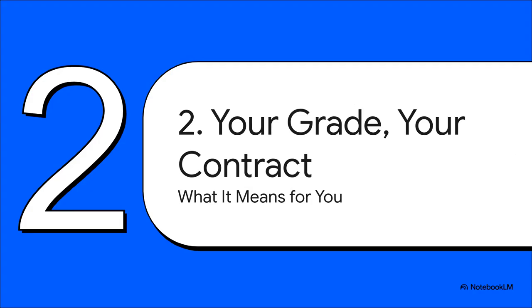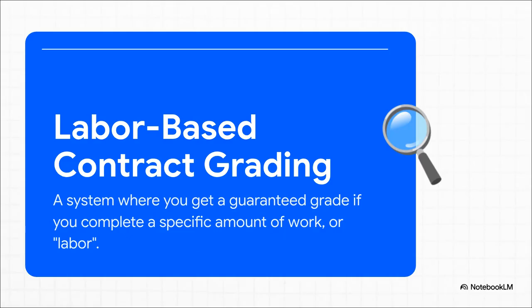So what exactly is this system? Let's get into the nitty-gritty of the concept that's really at the heart of this entire course. It's called labor-based contract grading. And honestly, it's pretty much what it sounds like. Just think of it like a deal, a contract between you and Professor Dingman. If you complete a specific amount of work, which she calls labor, then you are guaranteed a specific grade. That's it. There are no mysteries, no hidden formulas, and zero surprises at the end of a semester.